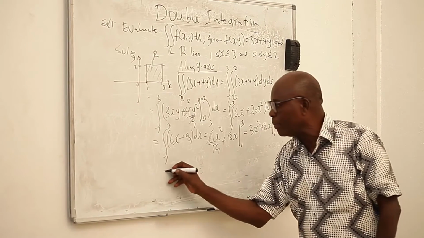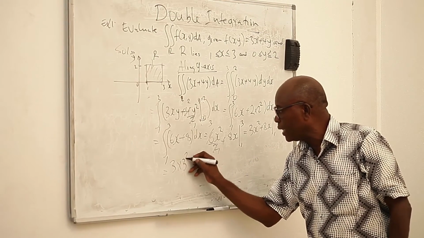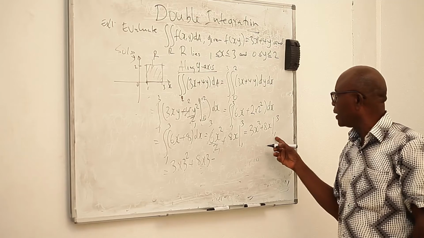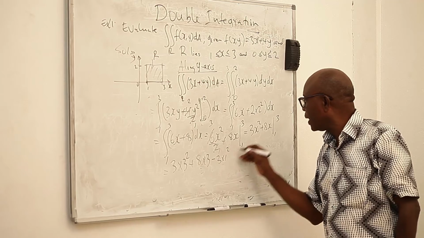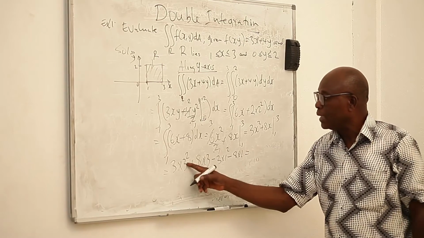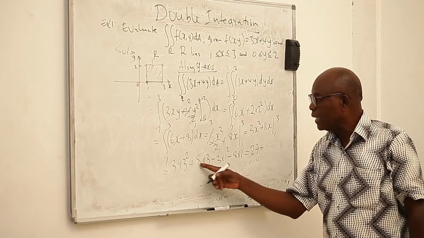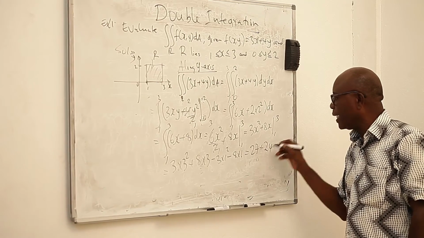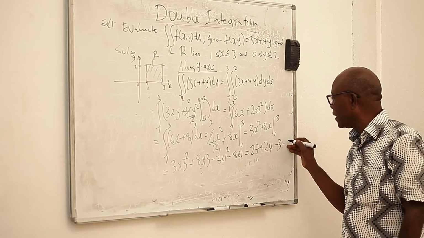So let's take the upper limit. Upper limit is 3. So we're going to have 3 times 3 squared plus 8 times 3, minus the lower limit. Lower limit is 1. So 3 times 1 squared, then minus 8 times 1. So we're going to have 3 squared is 9, 9 times 3 is 27, 27 plus 8 times 3 is 24. 24 minus 1 squared is 1, 1 times 3 is 3. Minus 8 times 1 is 8.